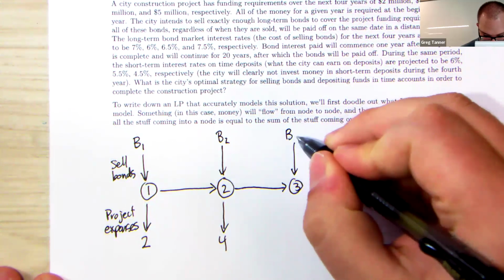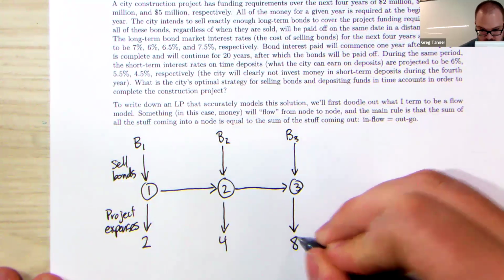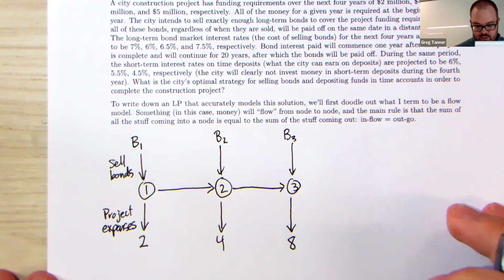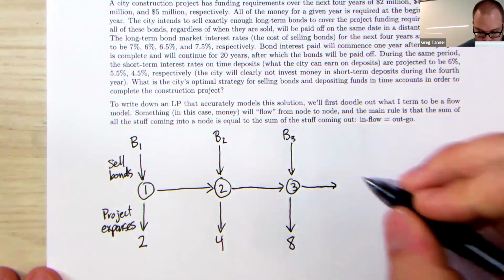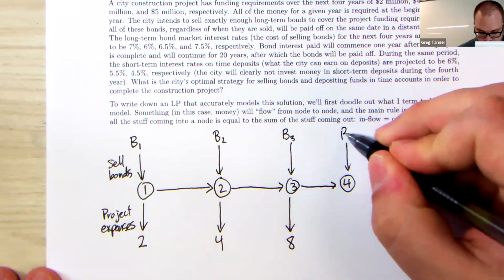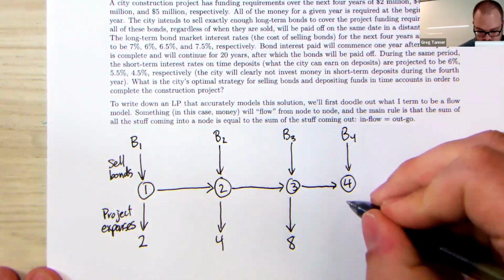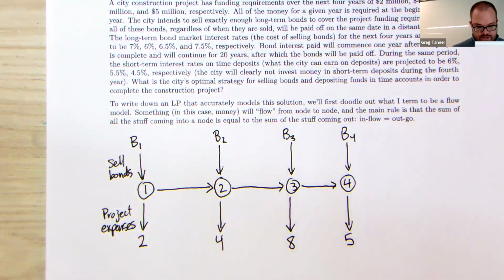We'll sell B3 bonds in year 3, and the capital requirements, that's where the project looks like it reaches its peak. We need to have 8 million to cover the project expenses. And our last year, we'll sell a certain number of bonds, and the capital requirements will be 5 million. Okay. And so whatever essentially doesn't get used flows on.